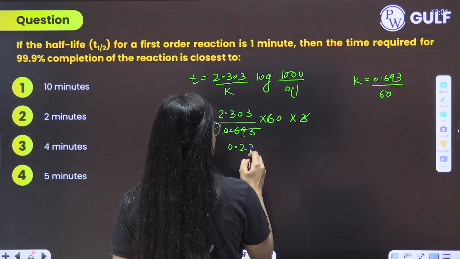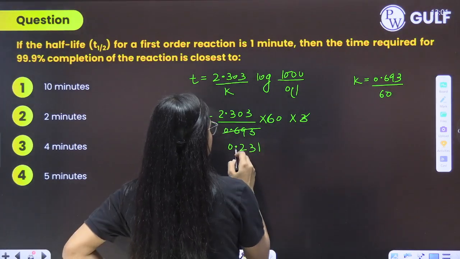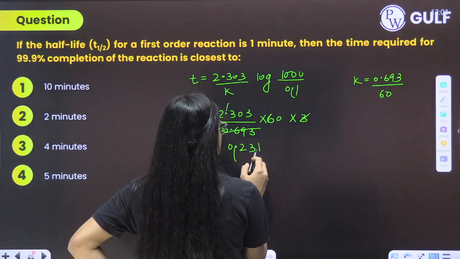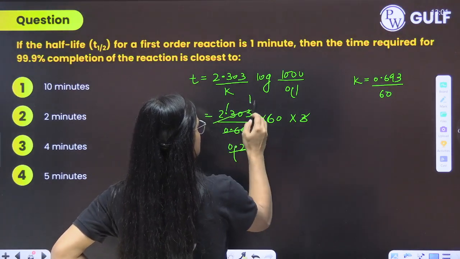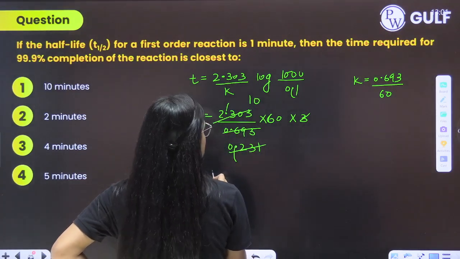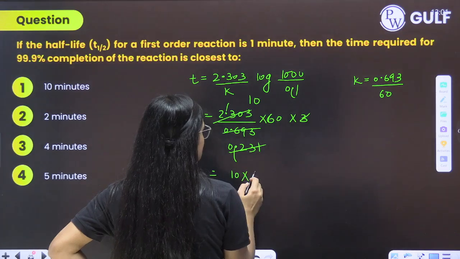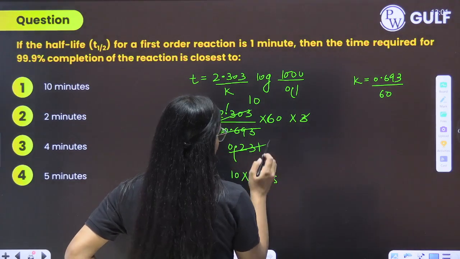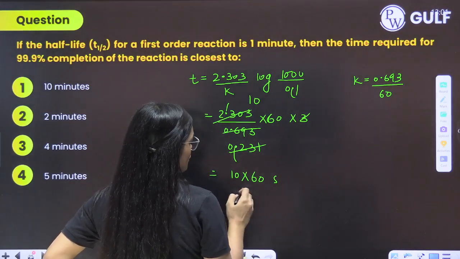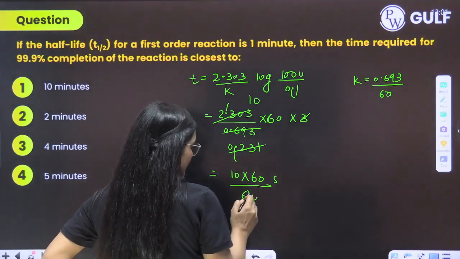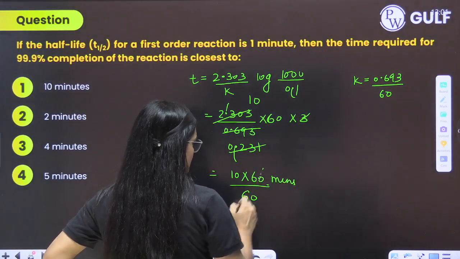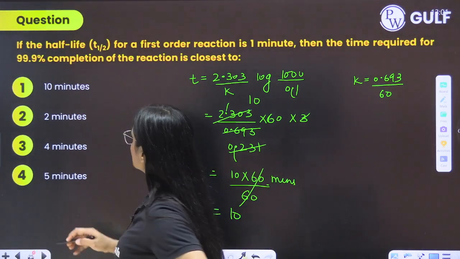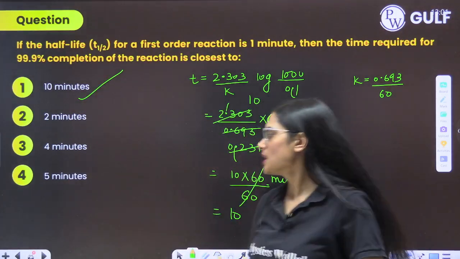Now this is approximately 10 times. It is coming as 600, that is 10 into 60, but this time is in seconds. You have to convert into minutes. If you want to convert it into minutes, you divide it by 60 and you will get the answer as 10 minutes. So 10 minutes is the right answer here. Option 1 is correct. Next one.